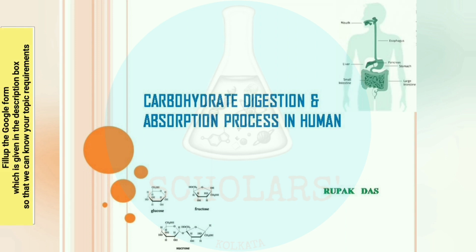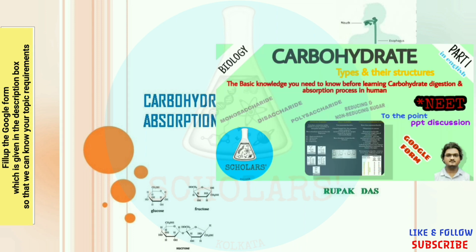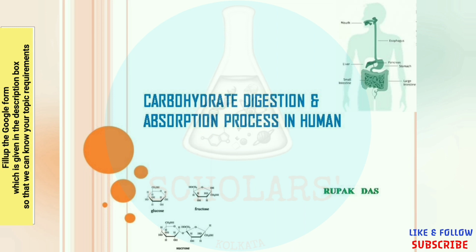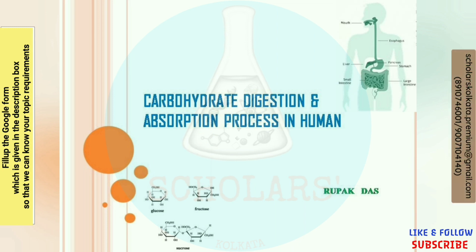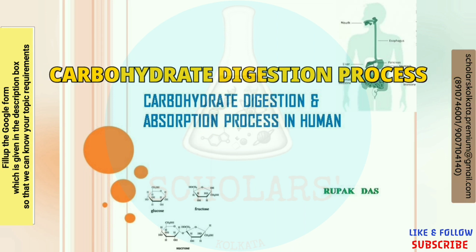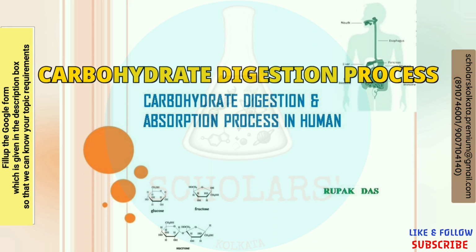This is the second part of our video series on carbohydrates. In the first part, we discussed the carbohydrate structure and classification with examples, which is the basic part that we have to know before learning about carbohydrate digestion and absorption. The first part video link you can get from the i button and the description box as well. And in this part, we will discuss the carbohydrate digestion process in humans in detail.